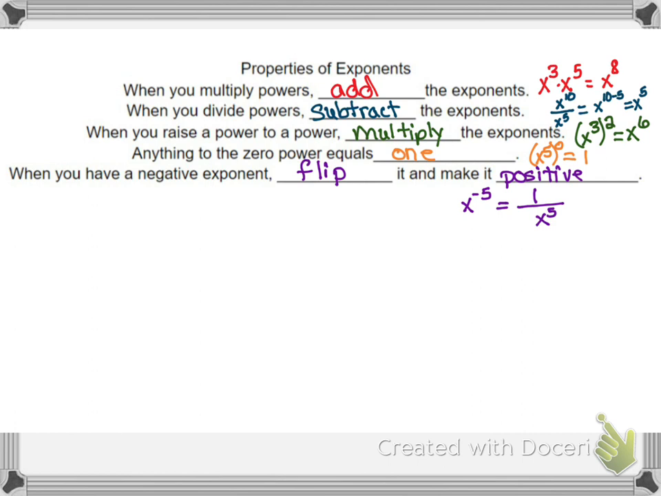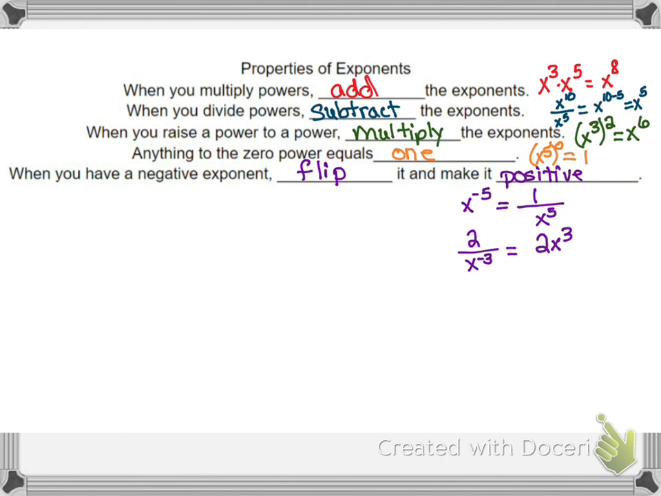Now, vice versa, let's say you had 2 over x to the negative third. Well, this time you're going to flip it up to the top. The 2 wouldn't move because it's not to a negative exponent. You would just move the x to the third to the top and make your exponent positive. So there's your rules of exponents.